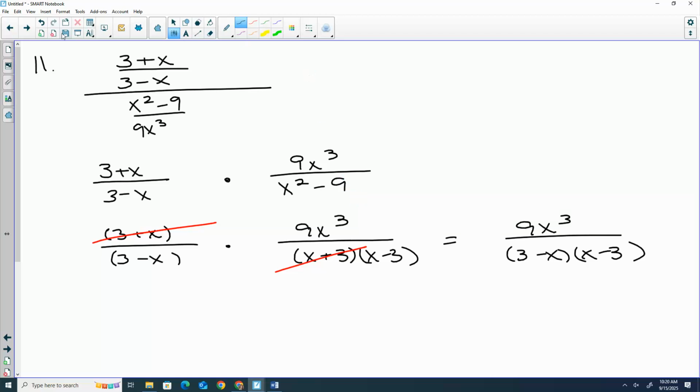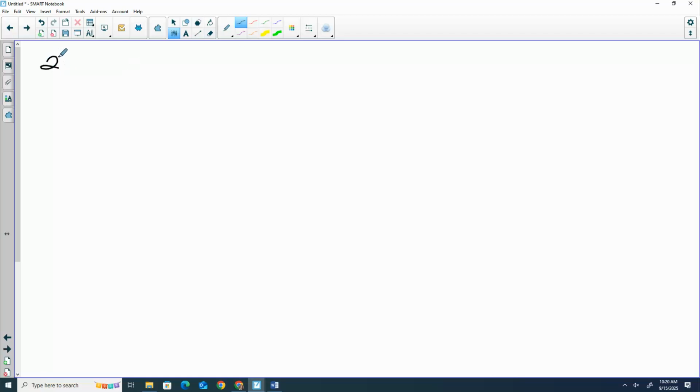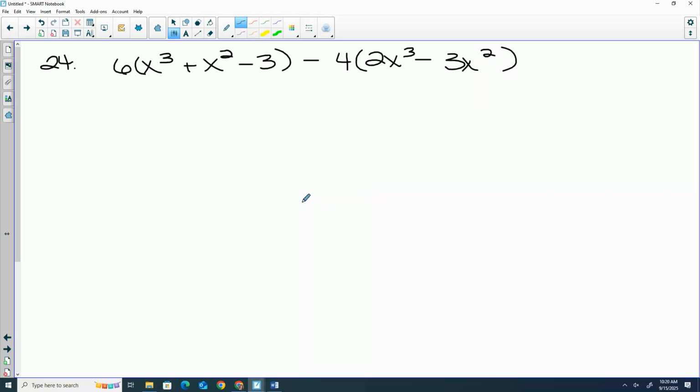Let's look at problem 24 together. Not because this one is so complicated, but because I've given you ones like this before and we've had some mistakes on them. Our directions are just add, subtract, multiply, or divide. So we start out distributing the 6. So we get 6x cubed plus 6x squared minus 18.